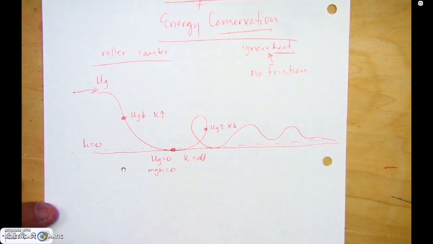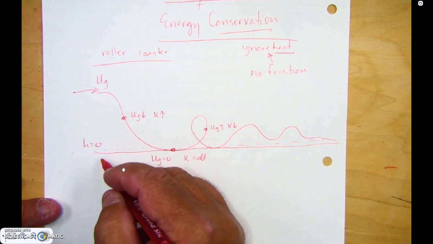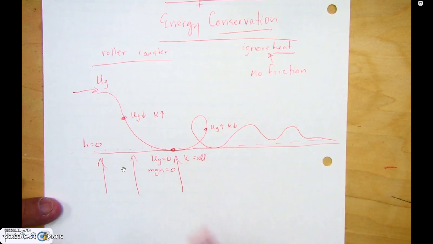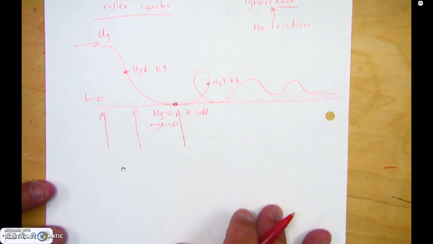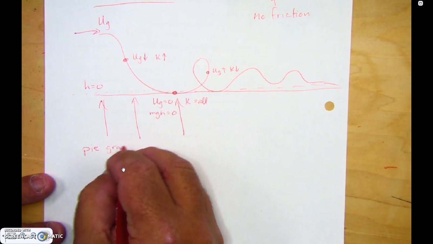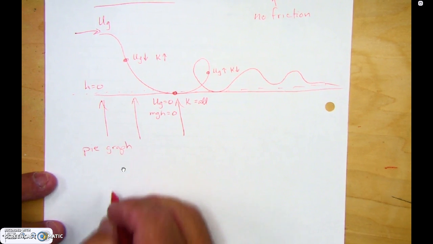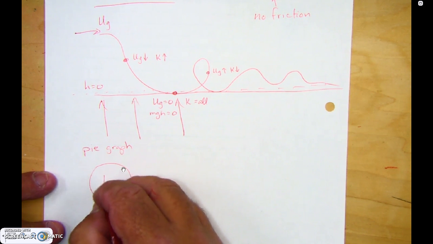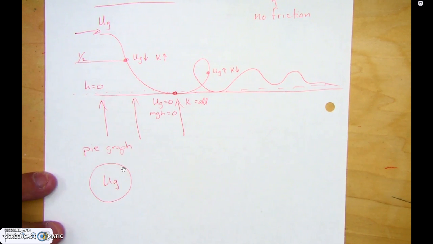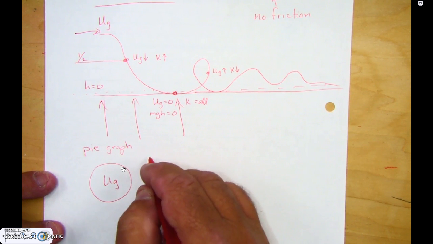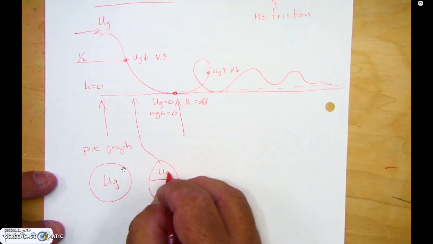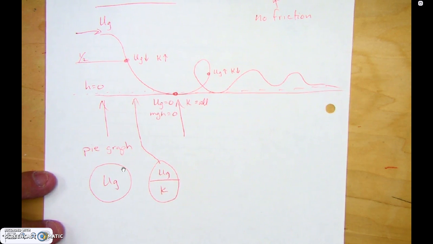Now, if I was to look at a graph, let's look at this point here, and this point here, and this point here. There's two different types of graphs we can do with this. First of all, we can do a pie graph. Go old school on you. If I had a pie graph right here, the pie graph would look like this, and it would be all UG. Now, let's say this is halfway up. Well, at halfway up, at this point, UG would be half, and K would be half.